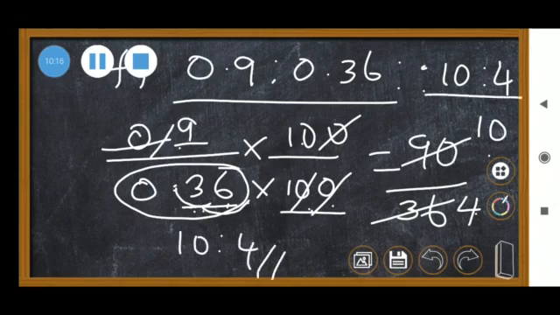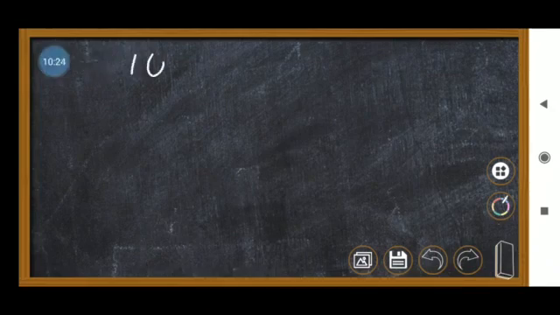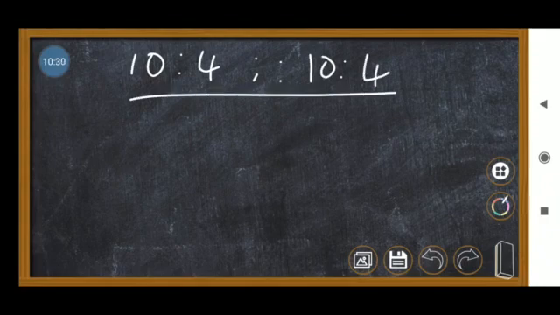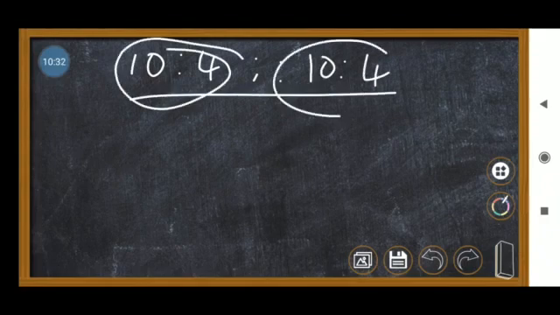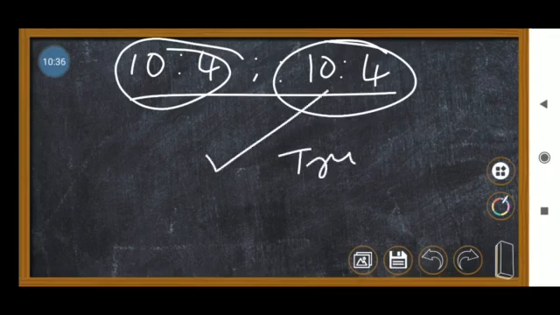So already this ratio is 10 is to 4. This ratio is 10 is to 4. We simplified it. So what we have to write: 10 is to 4, double colon, 10 is to 4. That means both are proportional. This ratio and this ratio are equal. So both are proportional with each other, so it is called a true statement.